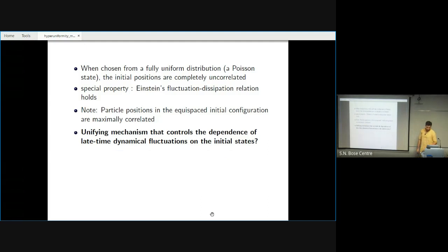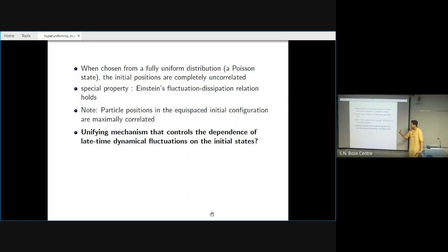Yeah. So when you place it in an equispaced manner, then you say the correlation is maximized, right? So how is the density fluctuation minimized? Because there are two things. One is the fluctuations in the number of particles in a region, which is essentially your density fluctuations, and the other is the correlation in the position of the particles. So it's just the inverse.